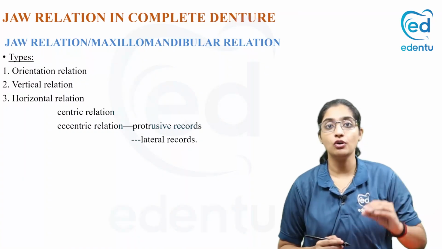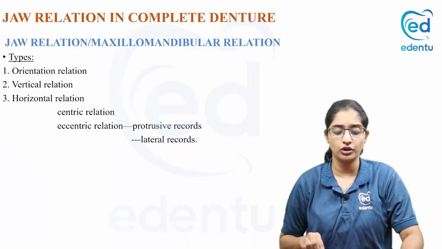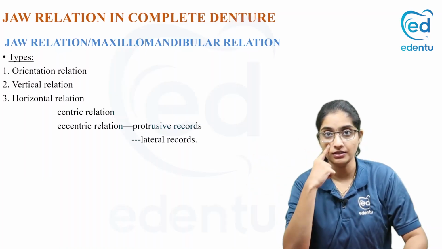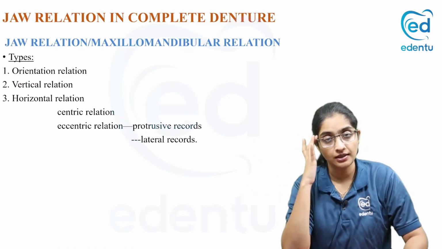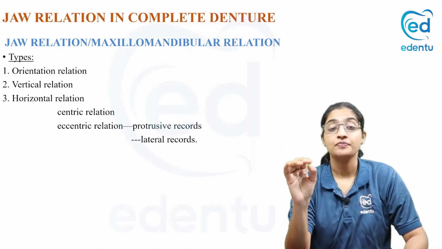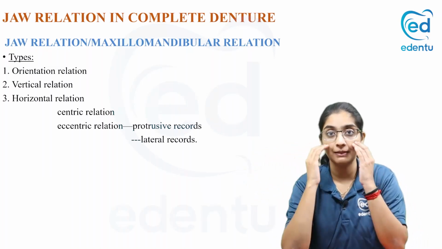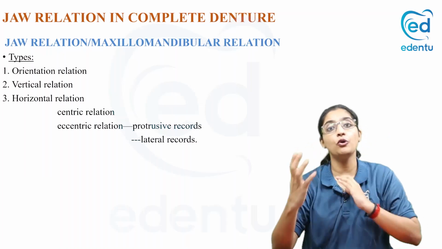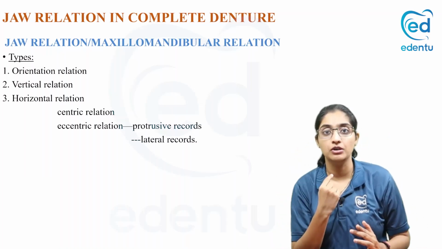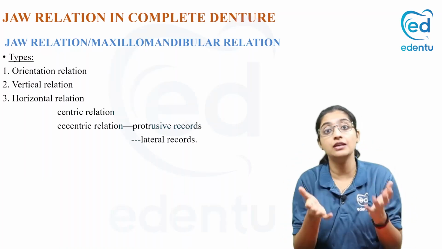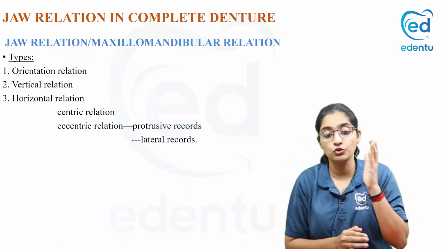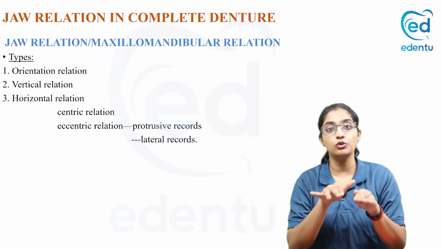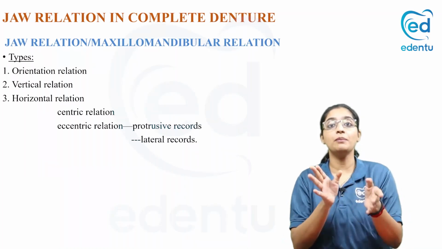First you have your orientation jaw relation. Orientation jaw relation means the spatial relationship of the maxilla in comparison to the cranial base. Before you compare how the maxilla is to the mandible, you have to know how the maxilla is positioned. That is why you first talk about orientation jaw relation. It will give you a determination as to how the maxilla is placed.